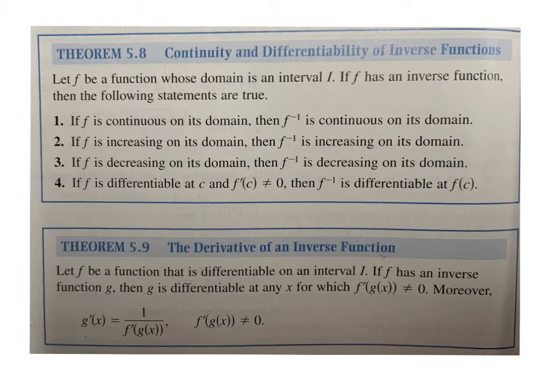So here's the theorem. Let f be a function that is differentiable on the interval I. If f has an inverse function g, then g is differentiable at any x for which f prime of g of x does not equal 0. Moreover, the derivative of the inverse is 1 over the derivative of the composite of those two. All right? So let's look at it in action.